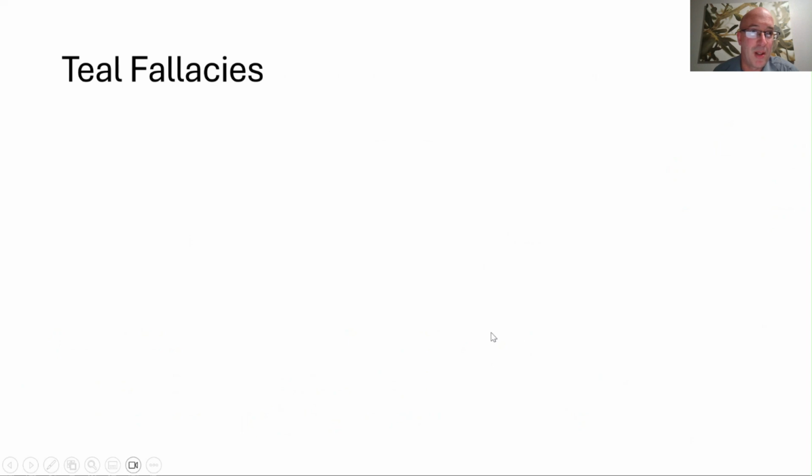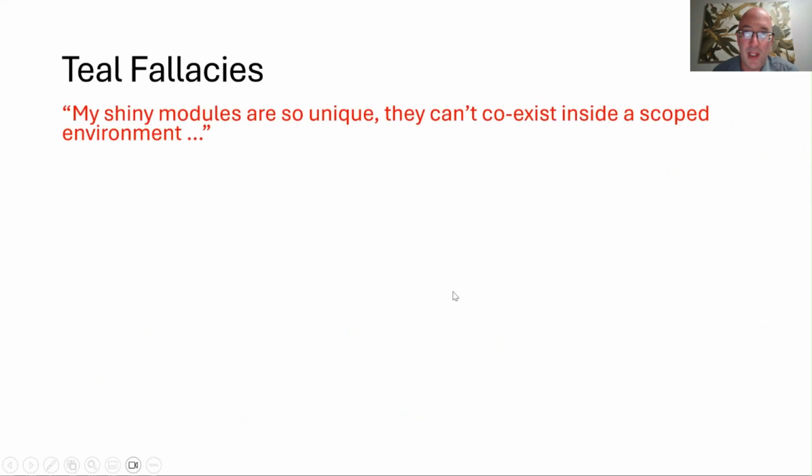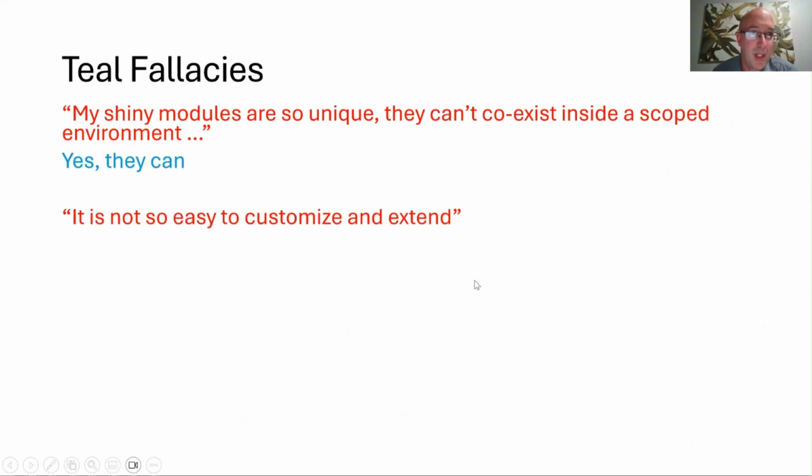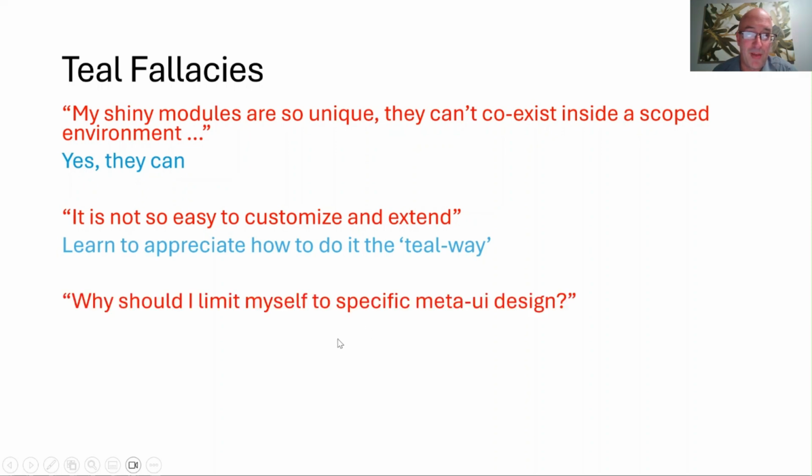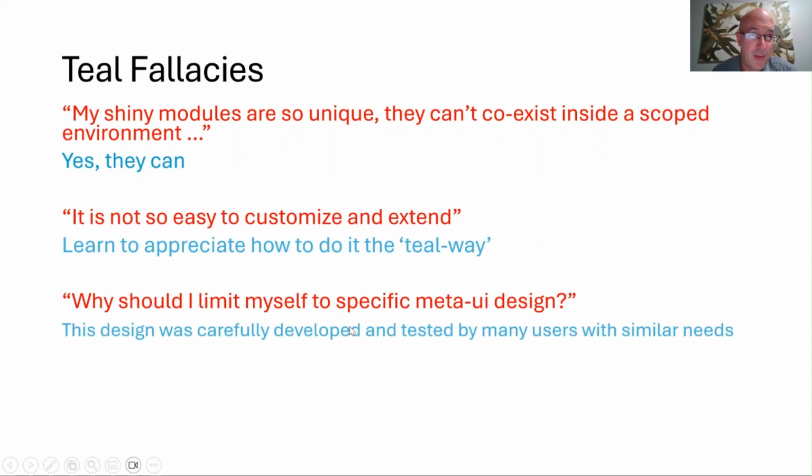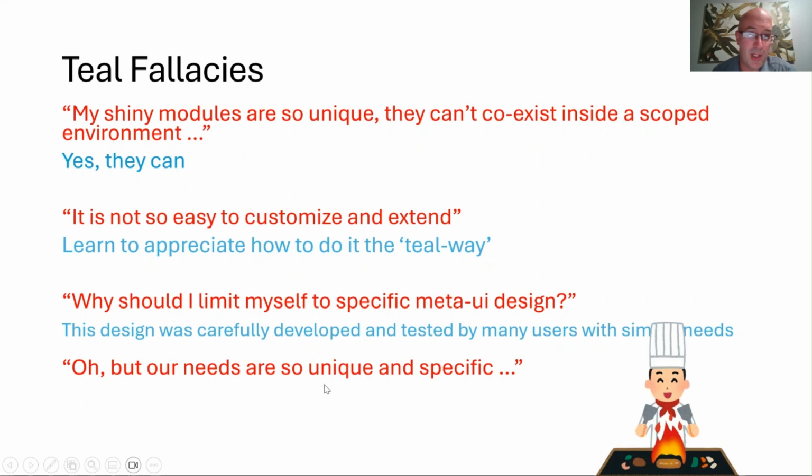A couple of Teal fallacies. My Shiny modules are so unique, they can't coexist inside a scoped environment. Yes, they can. It is not so easy to customize and extend. That might be true, but learn to appreciate how to do it the Teal way. You will learn something on the way. Why should I limit myself to a specific Meta UI design? This design was carefully developed and tested by many users with similar needs. If it's good for them, it's most likely also good for you. Oh, but our needs are so unique and specific. Not necessarily.